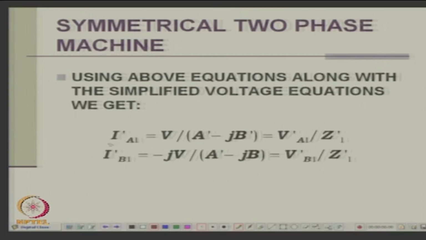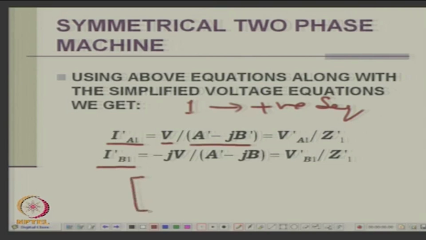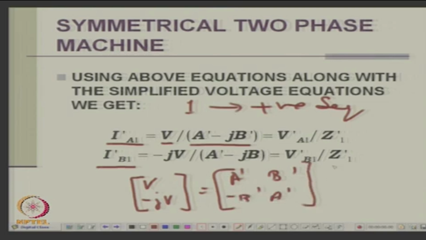And then you get IA1 dash, 1 is for positive sequence, because 1 is for positive sequence, that is what you have. So IA1 dash is V over Z dash minus jB dash, that is what you will get, because you already have your substitute for that, is it not, because we know that VA is V, VB is minus jV. Okay. So you can prove that this will be balanced, they are all linearly related.